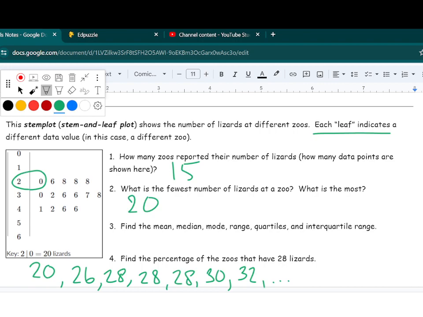Similarly, what is the most number of lizards at a zoo? We have the 5 and the 6 here, but they don't have any leaves. So our largest number is 4 line 6, or 46.